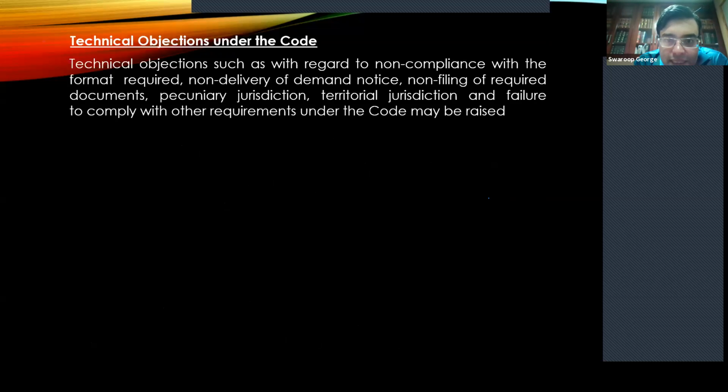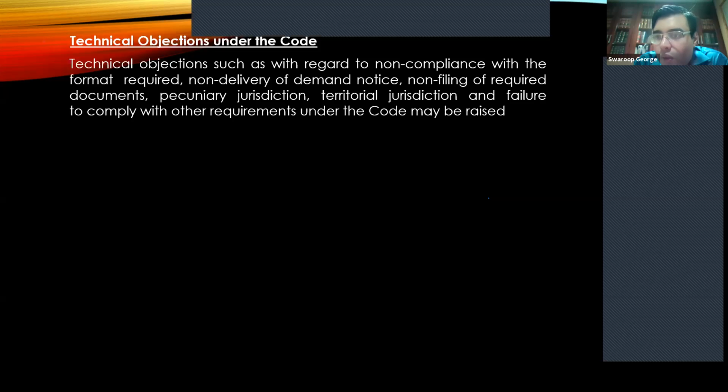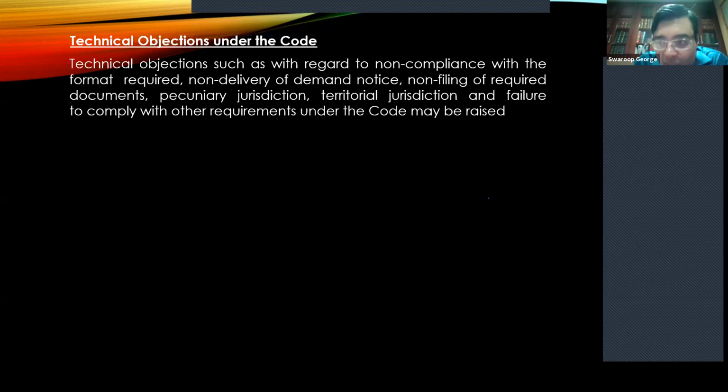Now, technical objections, such as non-compliance with the format required. If your demand notice was not actually delivered, if they're able to prove that the demand notice was not delivered at the correct address, it was delivered to some other address, non-filing of required documents, etc. The pecuniary jurisdiction, if it's below the pecuniary jurisdiction, territorial jurisdiction, etc. These objections may be raised. Of course, if there is any objection regarding the format of your application under Section 9, then you will be given time of 1 week, and provided you can prove the reason for not clearing the objections within 1 week, further time as such.